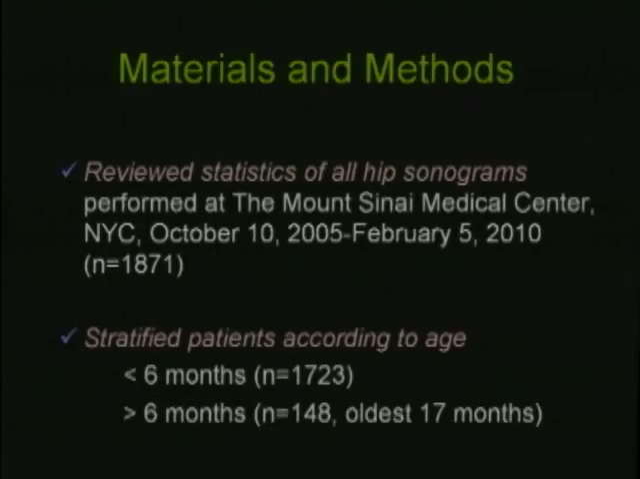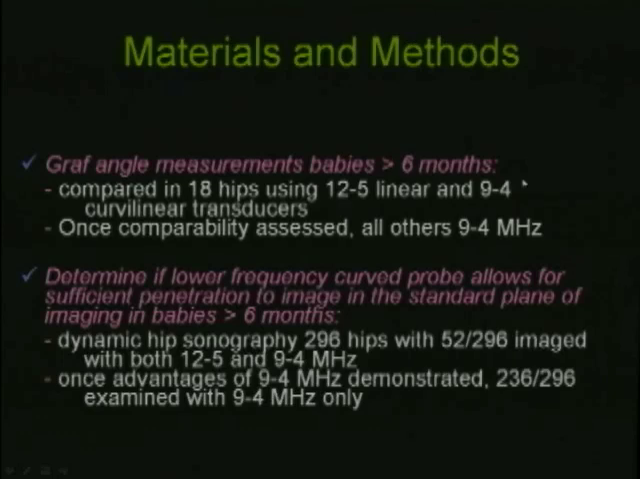So we reviewed all the statistics of the hip ultrasounds that were performed at Mount Sinai in New York City from October of 2005 to the winter of 2010. We stratified the patients according to age. We had 1,723 who were less than 6 months and 148 older than 6 months, with the oldest 17 months. And we compared the graph angles in the babies over 6 months using the 12.5 linear and the 9.4 curvilinear. And once comparability was assessed, they were done only with the 9.4.